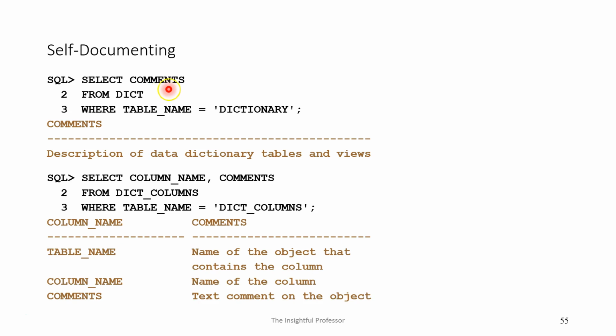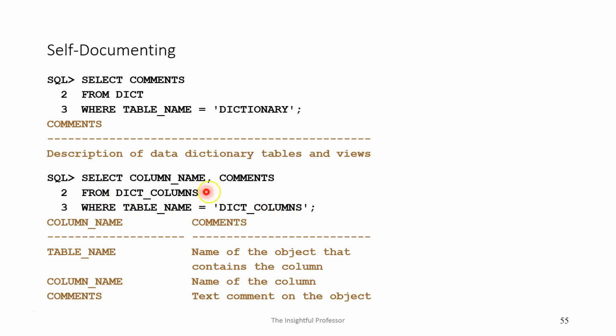So here I'm selecting the comments column from DICT, or alternatively, I could have said dictionary, spell it out, where the table name is dictionary. And this gives me a description of data dictionary tables and views. Unfortunately, even though Oracle has a lot of space in the comments column, they are very curt, very brief with their descriptions, and some of them, it's like, well, why did you even bother putting a description? I could have figured that out from the name. It would have been nice if they had been a little bit more thorough, a little bit more comprehensive in providing meaningful descriptions.